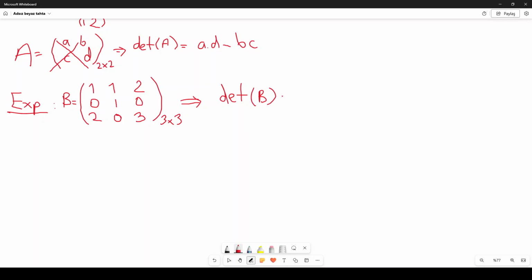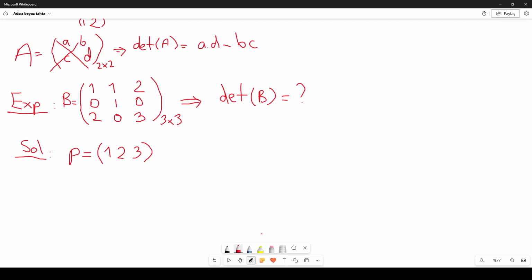We are required to find the determinant value of this matrix by only using the definition of the determinant. Okay, let's solve this problem. Let's look at the solution. So what should I do? Now we have a 3 by 3 matrix. This means now I have 3 elements for each permutation, right? So my permutation, which has a natural ordering, has the form 1, 2, and 3, right?